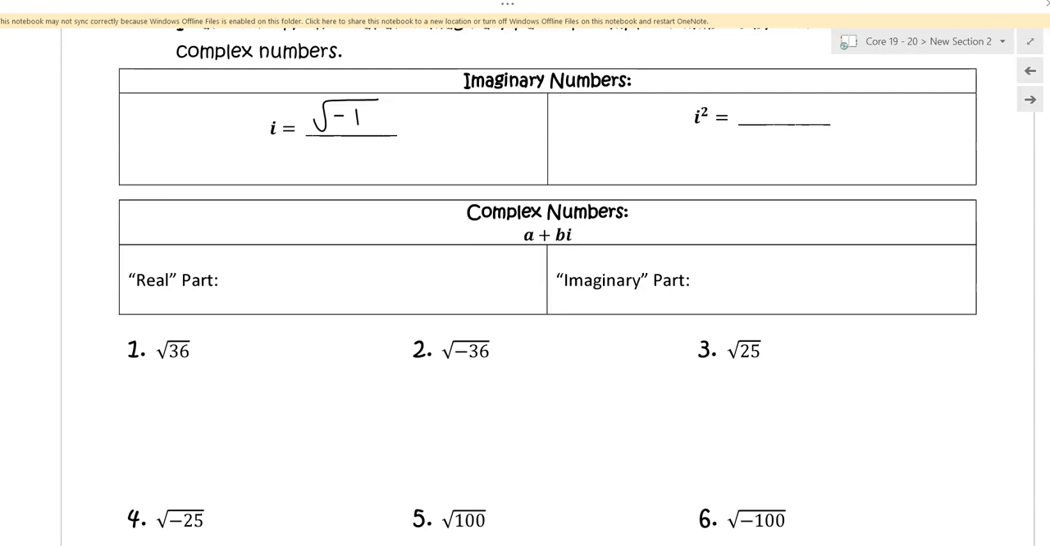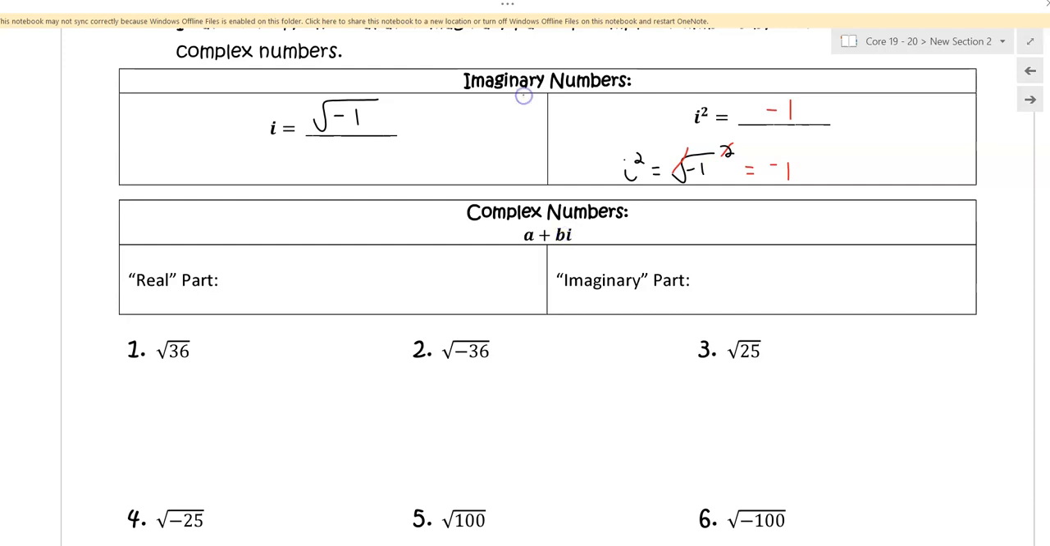That means I squared, I'll do the work down here, I squared equals the square root of -1 squared. Our square root and our squared cancel out, just like we've seen before. And so we get -1 there. Square rooting something and squaring something are opposites, right? So I squared is the same as -1.